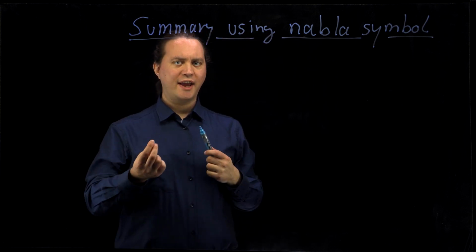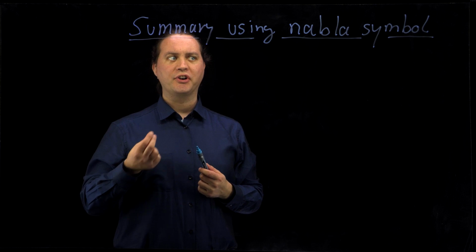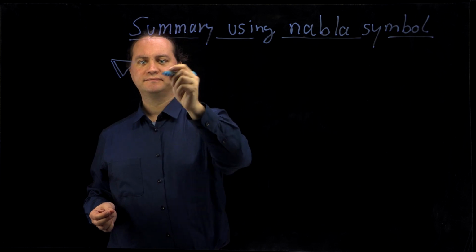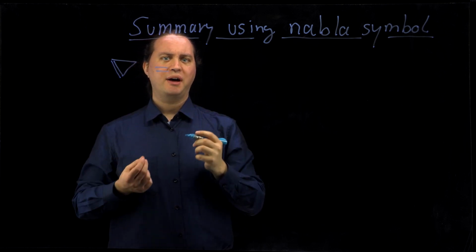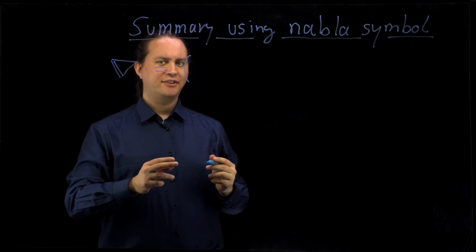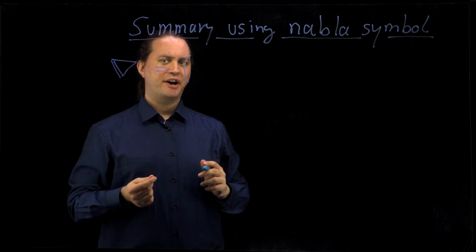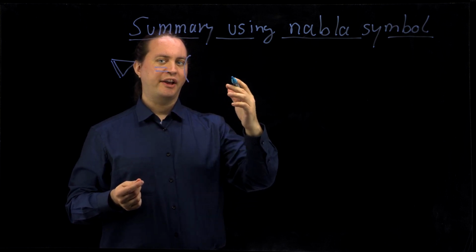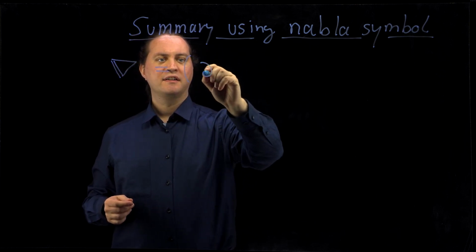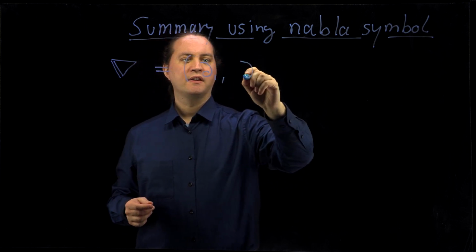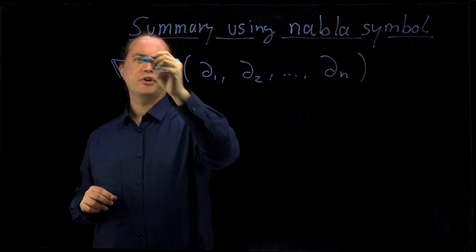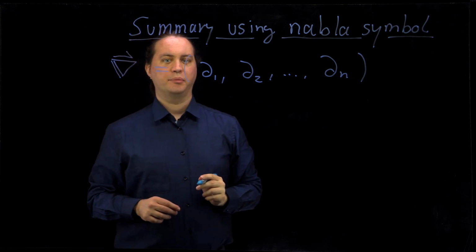We can summarize gradient, curl, and divergence using the so-called nabla symbol, which is written as this inverted triangle. And we think of the nabla symbol as an n-dimensional vector whose entries are formally the partial derivatives in the direction x1, x2 up to xn. So we have nabla equal to a vector containing del1, del2 up to del n. And sometimes we also like to write it with this vector head on top.